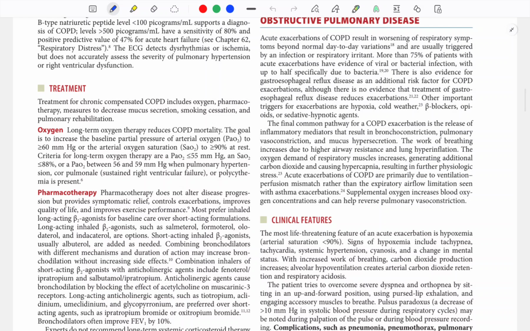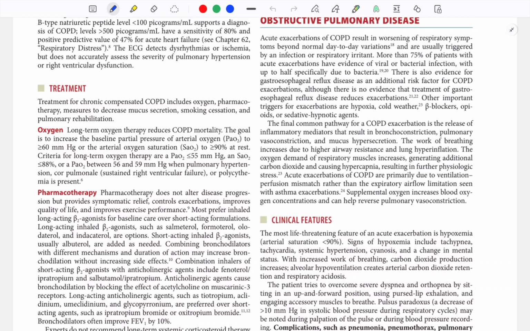What are the indications of LTOT or long-term oxygen in a COPD patient? The treatment for COPD includes oxygen, drugs, decreasing mucus secretion, smoking cessation, and pulmonary rehabilitation. Long-term oxygen therapy reduces COPD mortality. The goal is to increase the baseline PaO2 to more than 60 or SaO2 to 88 to 92% at rest.